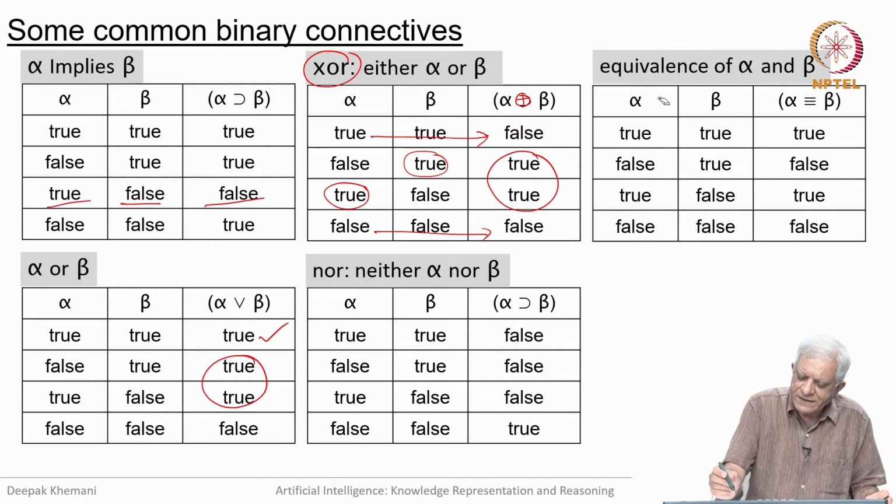Another interesting connective is the equivalence relation, which has these 3 lines as the standard symbol that we use, and you can see that it is exactly the opposite of XOR. The equivalence is true in these two cases.